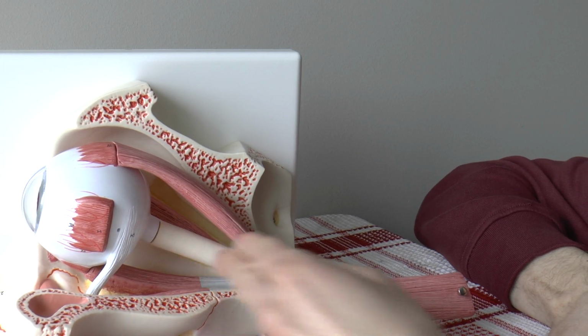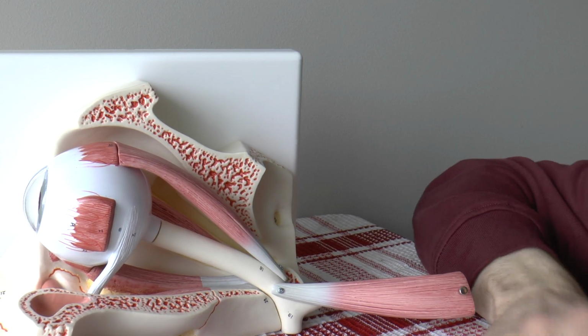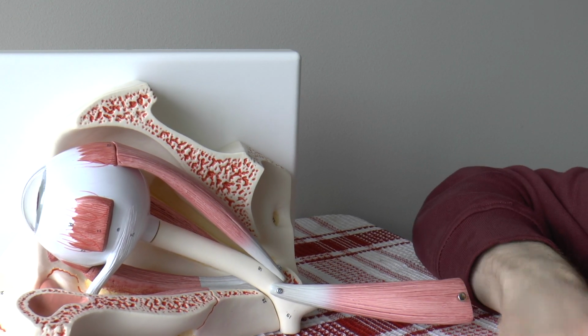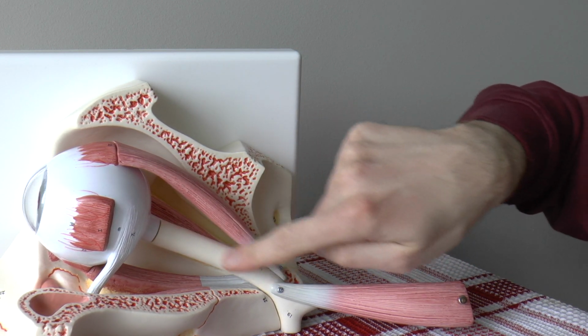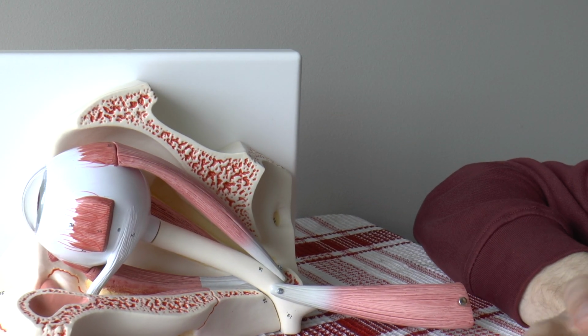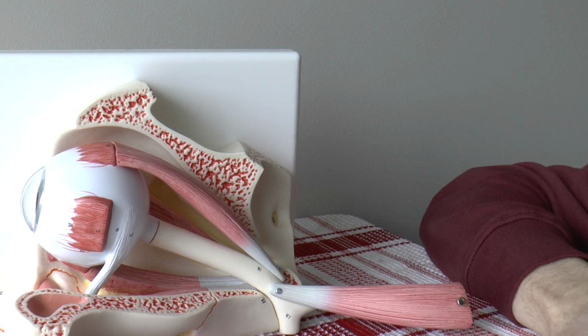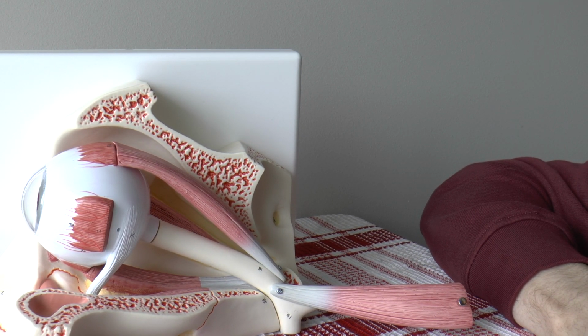If you were to snip this in half, someone would be blind in that eye. If this gets compressed by something, say a tumor, someone would get vision problems. This is the output of what you see to your brain, or let me say what you sense to your brain. Your brain then has to interpret that signal. That's a whole different can of worms. We'll get to that one day, but not today.